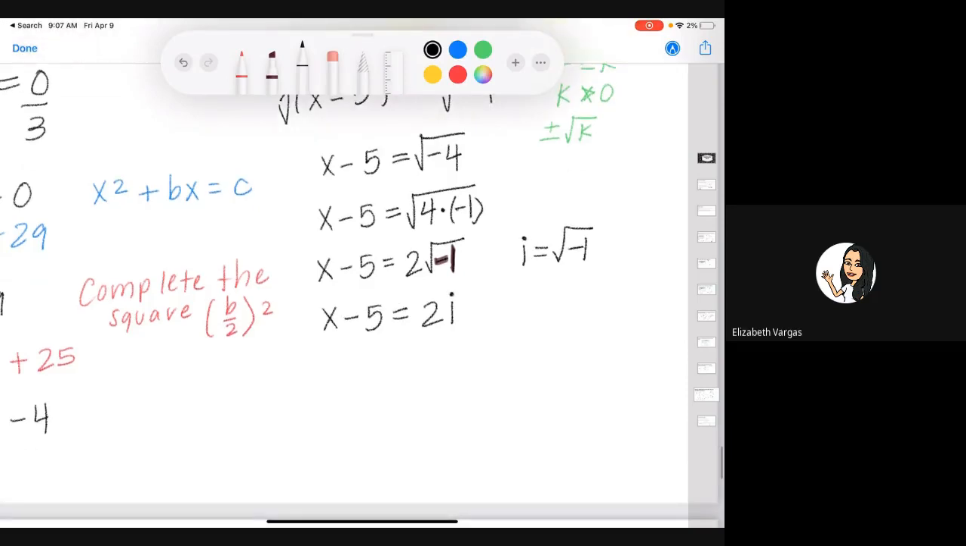Now I just solve: plus 5 on both sides. x is equal to 2i plus 5. So that's how I would solve this.